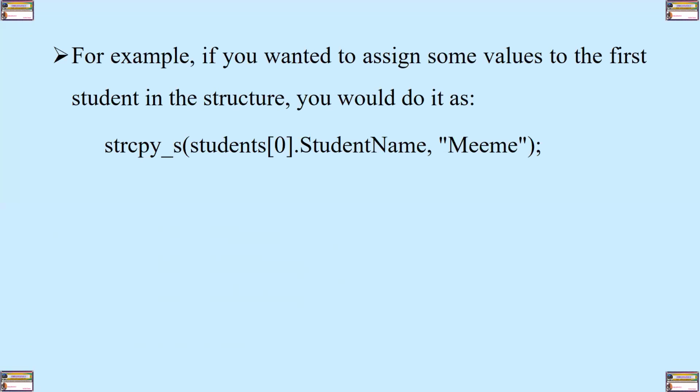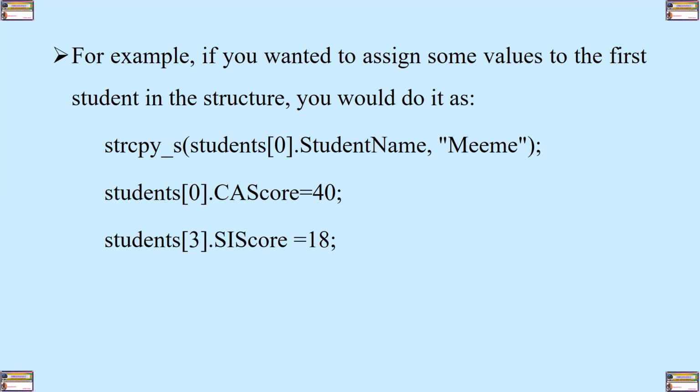Just copy, for example, the name Meme to the student name member. Member of which record? Of student 0, meaning the name of our structure variable is students. The first record is student 0. Then, if you wanted to assign, for example, 40 to the member called CS score for the first student, it will be done as follows. What about if you wanted to assign to the student whose index is 3? You do it just as you can see.